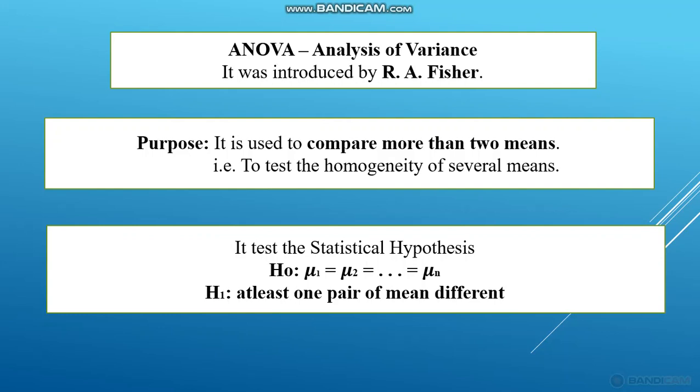It tests the statistical hypothesis H0: mu1 = mu2 = ... = mu k, against the alternate hypothesis that at least one pair of means is different. So this ANOVA will test the hypothesis that all means are equal or at least one pair of means are different. This is the use of ANOVA.